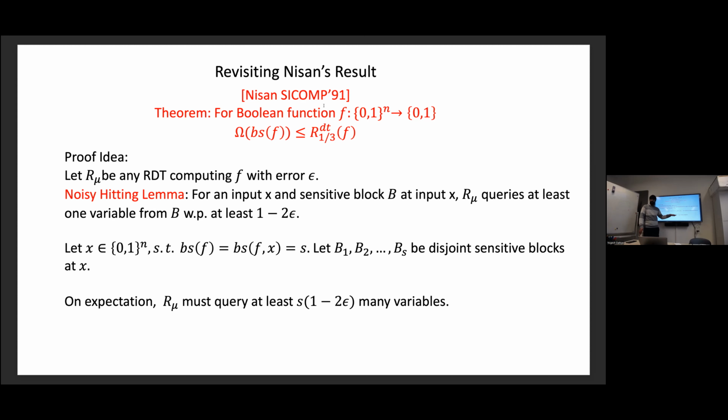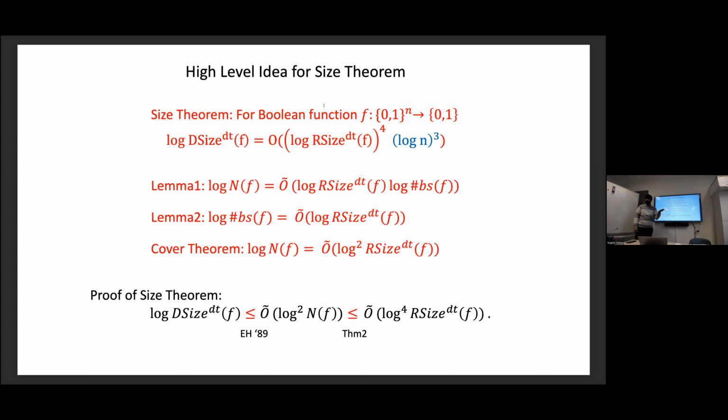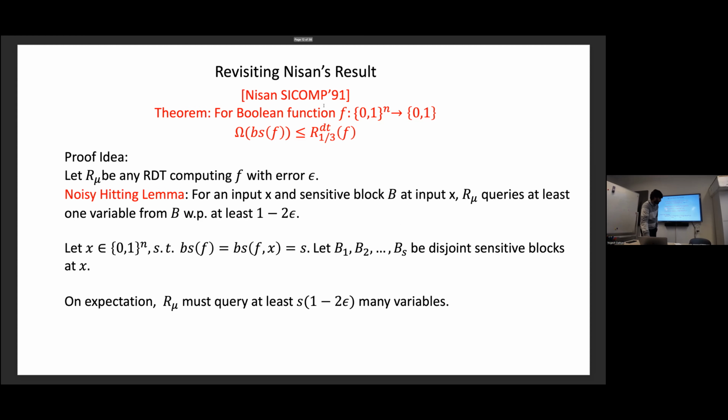Because there are s disjoint blocks, with probability 1 minus 2 epsilon you will end up querying some bit from each block. On expectation, you are making s into 1 minus 2 epsilon many queries, which means that there must exist one decision tree in your support where you have that many queries. Okay. So this proves that the block sensitivity is a lower bound on the randomized depth.